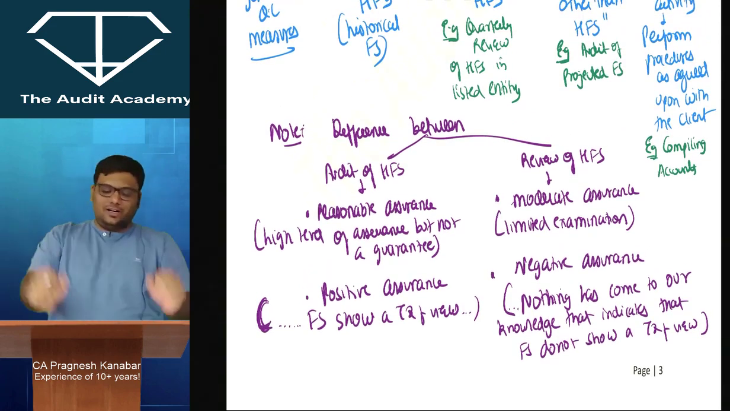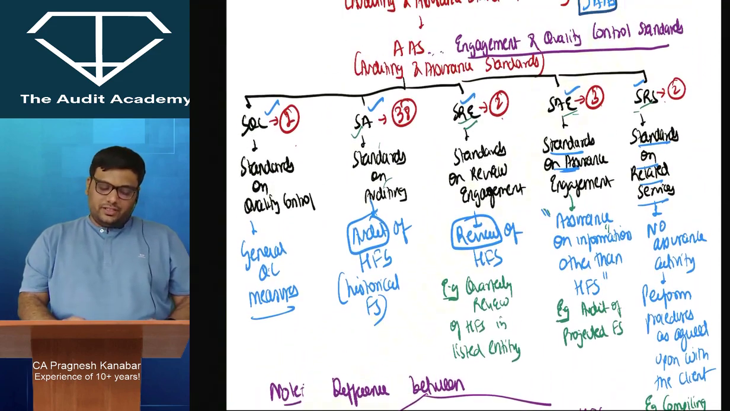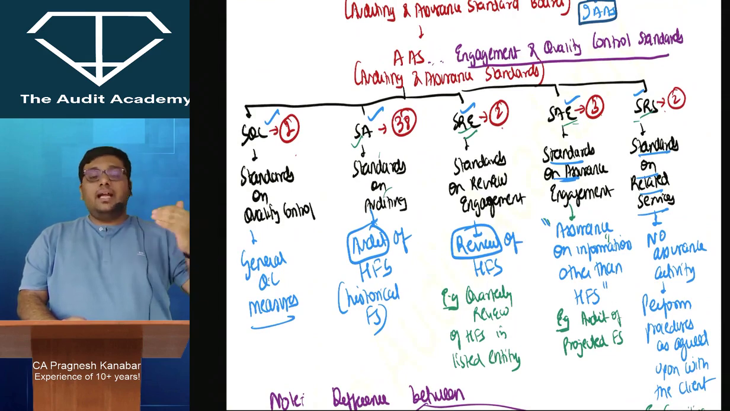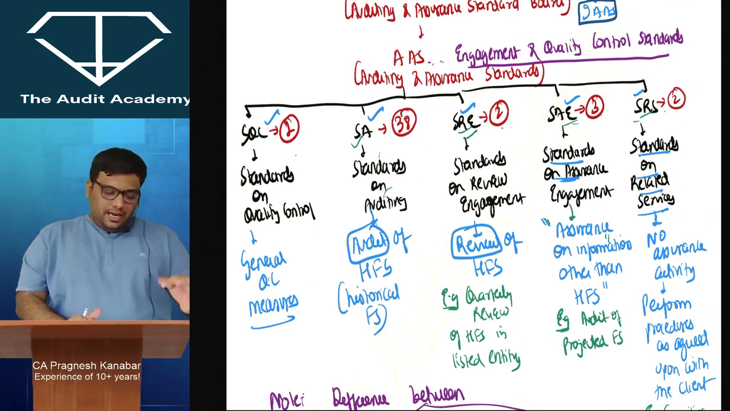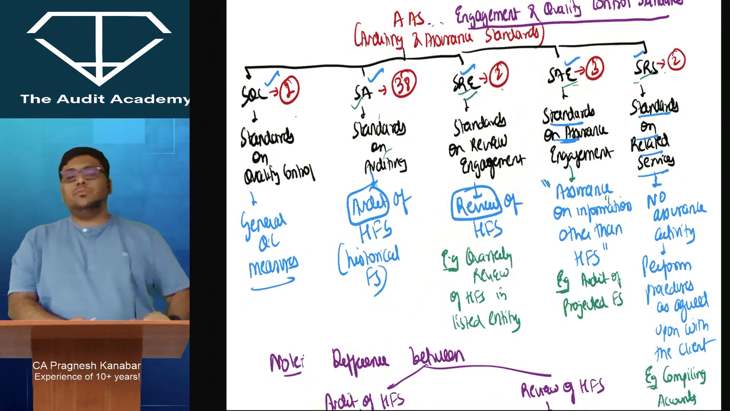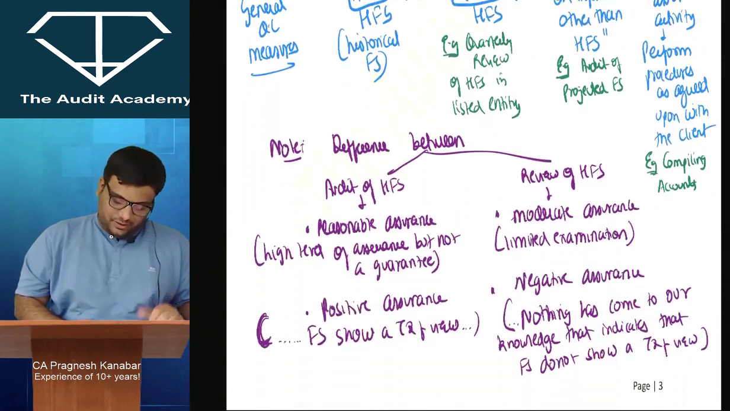Yes, yes, yes. Alright. So audit of historical financial statements and review of historical financial statements, we are through with the difference between both of them. And SRE, SAE and SRS, we have also understood some examples and at least a basic introduction. And SQC, we have understood that this is nothing but for some general quality control measures across all the assignments. Yes sir? Yes sir. Okay.